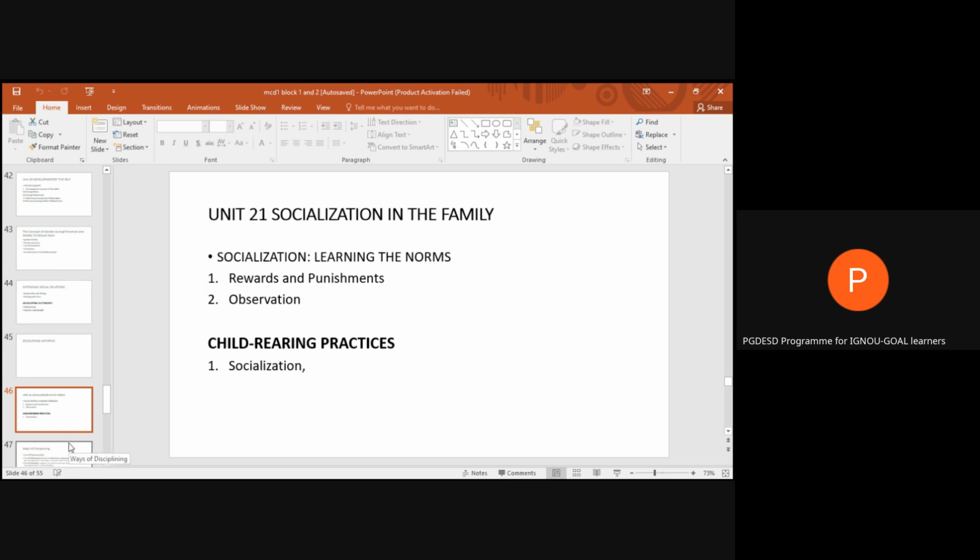As the child grows, she comes in contact with more people who also influence her beliefs and values. Relatives, siblings, neighbors, and friends are responsible for the development of the child's personality.